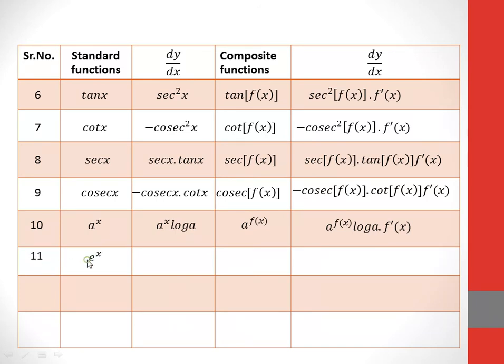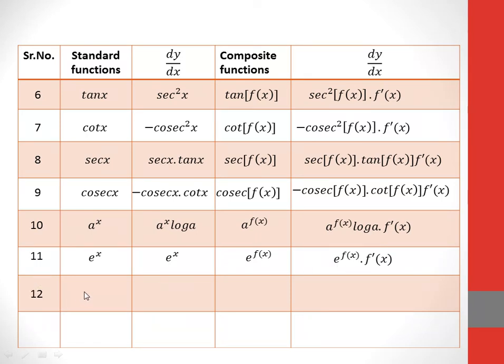Next one, e raised to x, where e is an irrational number. Its derivative is e raised to x, because actually it is e raised to x into log e, but log e with the base e is 1, so the derivative of e raised to x is always e raised to x. So the composite function e raised to f of x has the derivative e raised to f of x into f dash x. See here, chain rule.